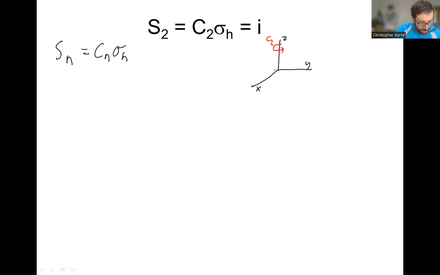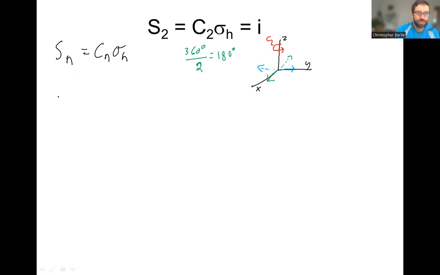So if we imagine we rotate around the Z axis, and we have an X vector, we do a C2. C2 is 360 degrees over n rotation. n is 2 here, so it's a 180 degree rotation. This C2 is going to spin us from X to negative X. And very similarly, if we start out with a Y vector, that would spin us 180 degrees to negative Y.